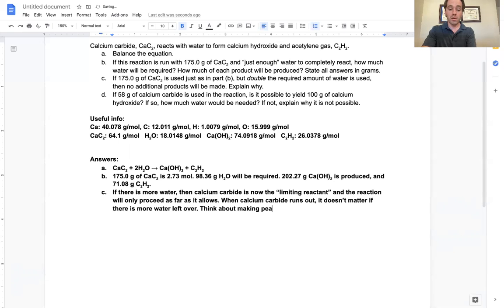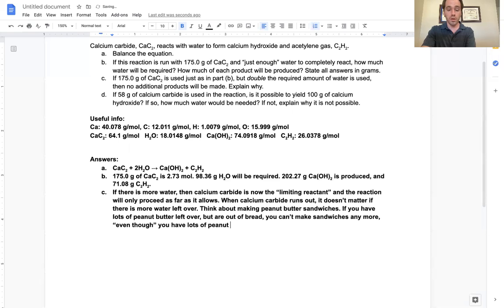Think about making peanut butter sandwiches. If you have lots of peanut butter left over, but are out of bread, you can't make sandwiches anymore, even though you have lots of peanut butter. So that's kind of a cutesy example.